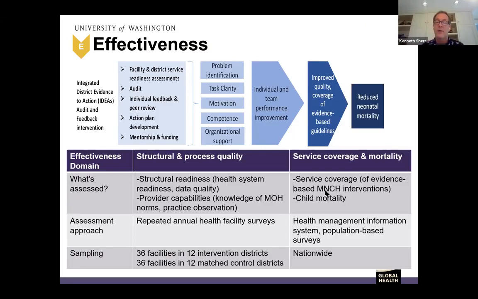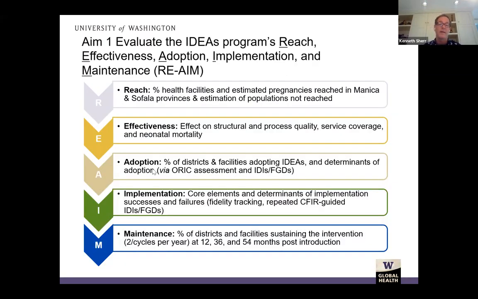And then for the population health improvements, we're looking at service coverage of evidence-based interventions and child mortality reductions, using both the health management information system and existing population-based surveys like the Demographic and Health Survey or the Multiple Indicator Cluster Surveys. And this has a nationwide scope. Briefly, adoption is looking at the proportion of districts and facilities that adopt our intervention, as well as determinants of adoption, looking at organizational readiness, as well as qualitative appraisal through key informant interviews and focus group discussions.